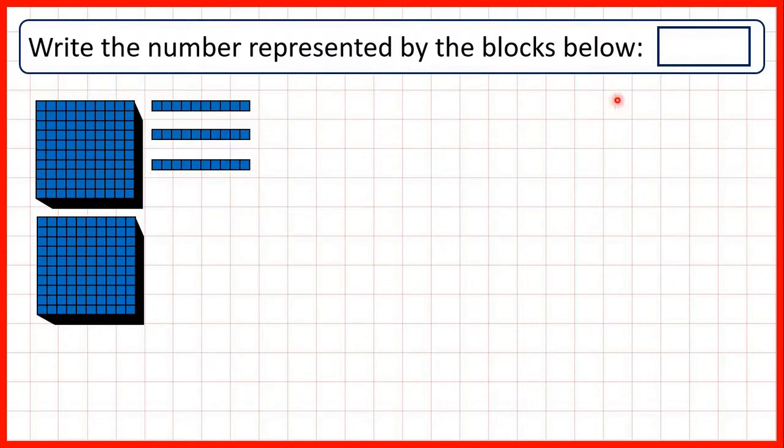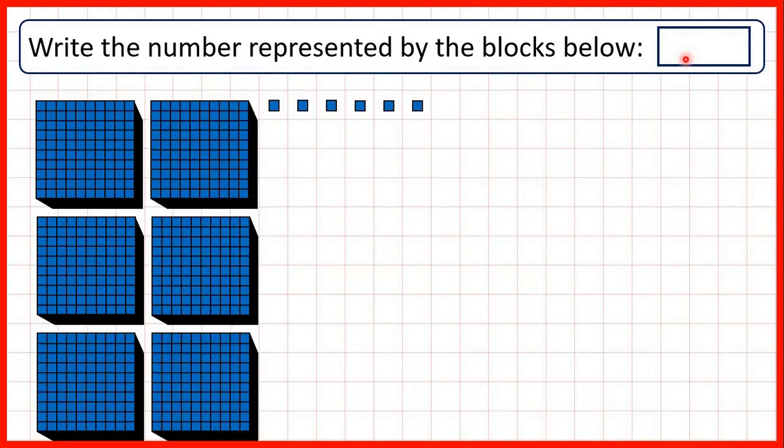Here we have 2 thousands, we don't have any hundreds, so we need to write a 0 as our hundreds digit. We have 3 tens, and we don't have any ones, so we need to write another 0 to make the number 2,030. And finally, for this number here, we have 6 thousands, we don't have any hundreds, we don't have any tens, and we have 6 ones, so we have the number 6,006.